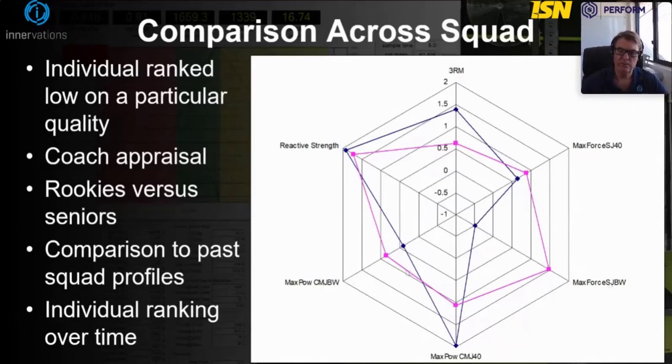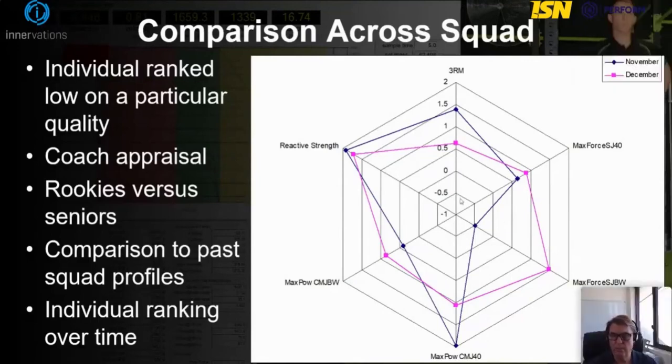So looking at this plot here, we can determine the relative strengths and weaknesses of an individual athlete relative to a database of the squad, or it might be multiple squads that we're comparing them to. We could use this to compare to coach appraisal. We always map it back to the coach's rating of the particular athlete and different performance capabilities.